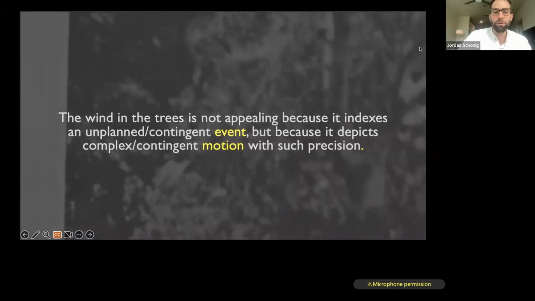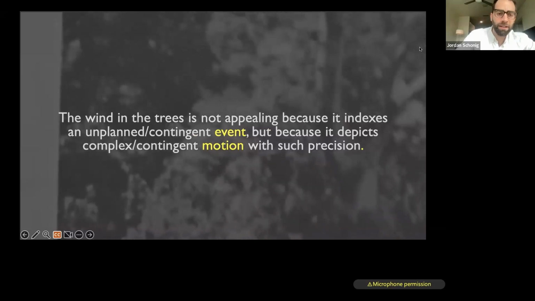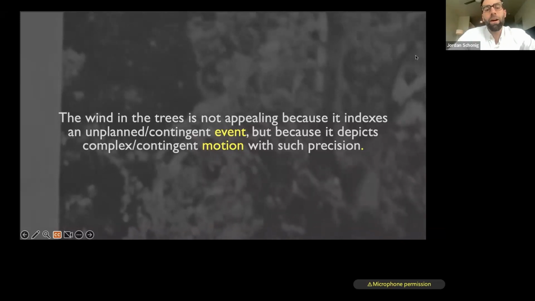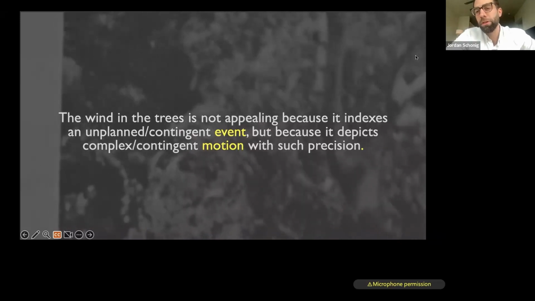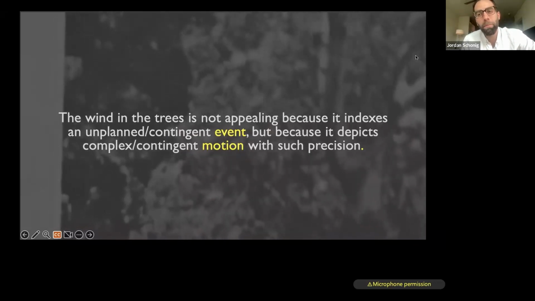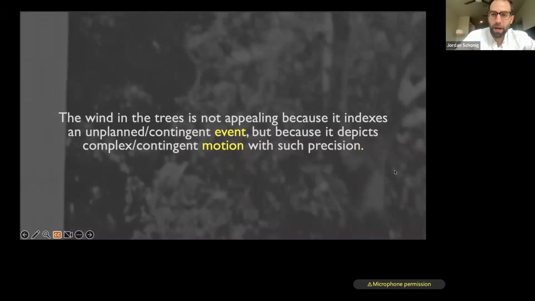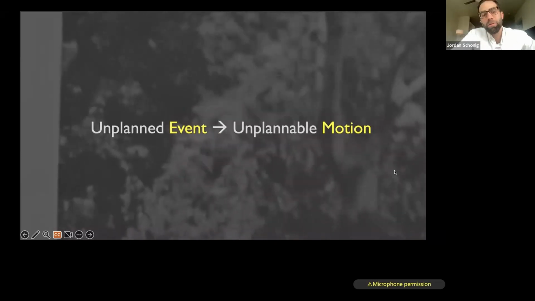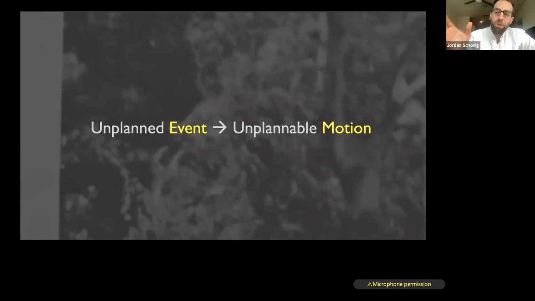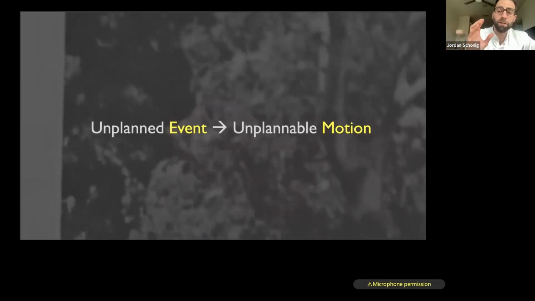So here's my response, and this is largely what I want to say. The wind in the trees is not appealing because it indexes an unplanned or contingent event, but because it depicts complex or contingent motion with such precision. This is a specific distinction that I'm making between two different manners in which something can be contingent or unplanned. Here's how I cash this out: I like to think of it in terms of an unplanned event versus unplannable motion. And as Vitor mentioned, my interest in the book from which this chapter emerges is about motion. I'm interested in motion and the specificity of particular kinds of motion.